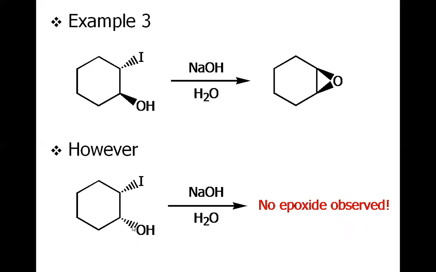Because for the SN2 reaction, we have a limitation. The attack of the nucleophile should be from the opposite side of the leaving group. And in this particular case, the leaving group, the iodine, and the nucleophile, the hydroxy, are on the same face. So once this is deprotonated, it cannot attack the backside of this C-I bond because of the structural restriction.